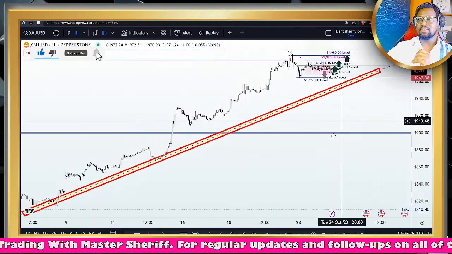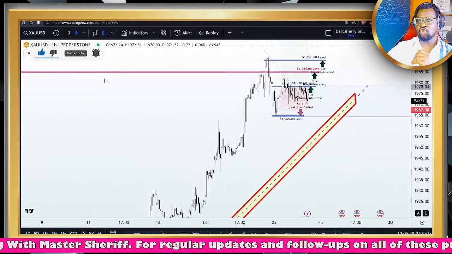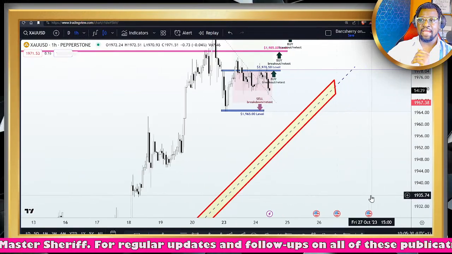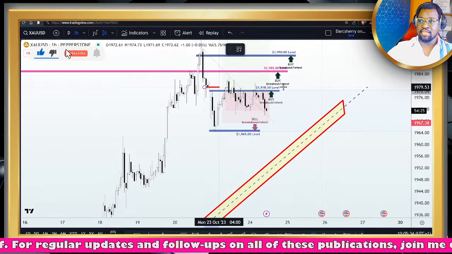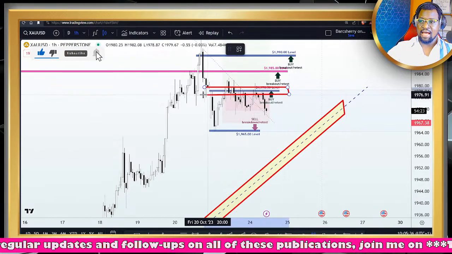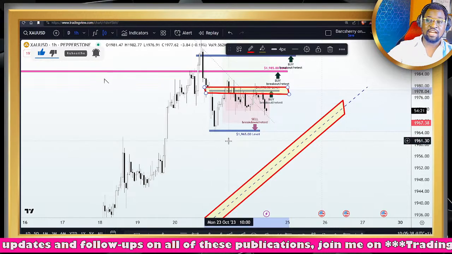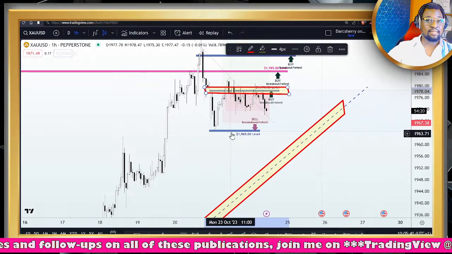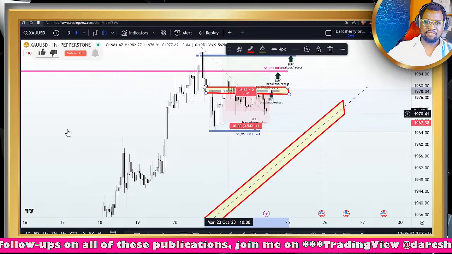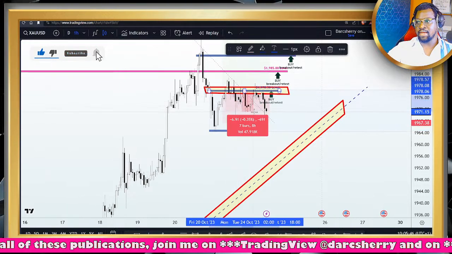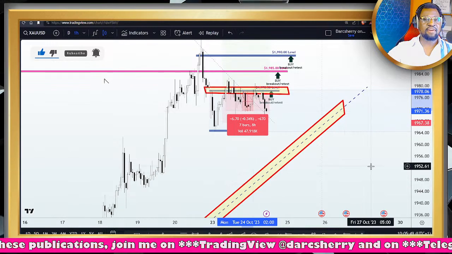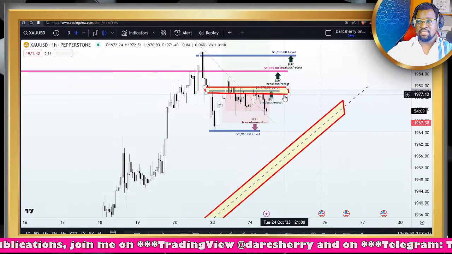Now, with the way things are going here, if you look at the structure, remember we had a buy entry around the $1,978.50 yesterday, and since that moment, price action has been running below that level, giving us a loss of about, let's see, how many pips loss do we have right now? We have about 65 pips loss at this point in time.